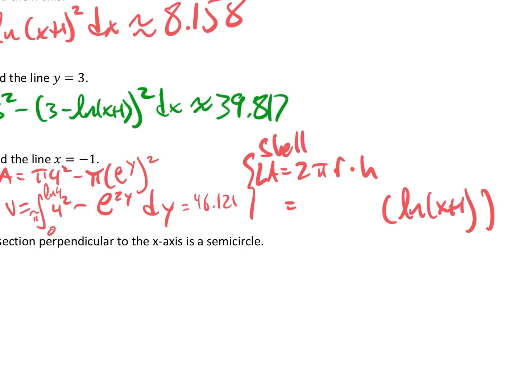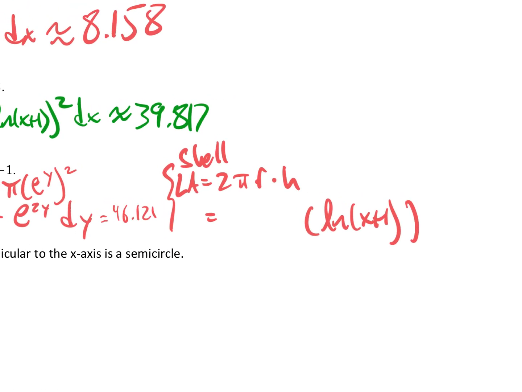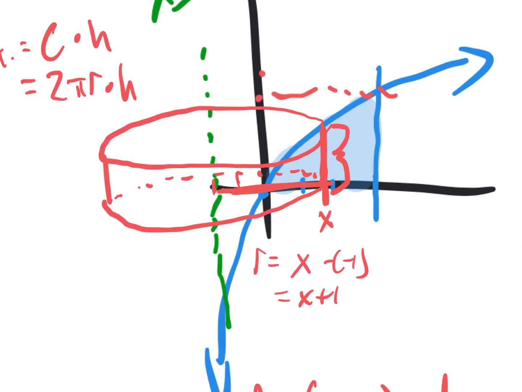Again, we're choosing a random x value. So the radius is, we said, x plus 1, so 2 pi times x plus 1. So there's an expression in terms of x for the lateral area of that shell. And there it is. Well, we're going to find the volume by finding all these shells.